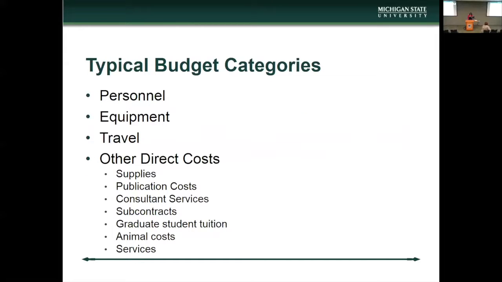Typical categories of a budget. I think I'm on. We kind of split this up a bit, so one of us isn't just a talking head through the whole thing. So your typical categories are your personnel, your equipment, your travel, and then what they call other direct costs, which is going to include your supplies, publication costs, consultants, subcontracts, grad student tuition and fees, animal costs, and services. Okay?